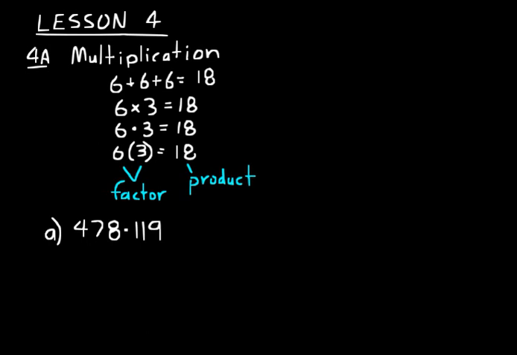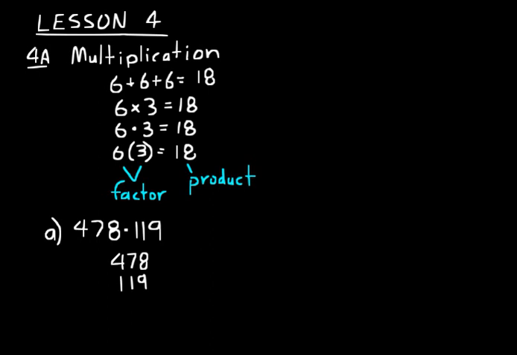Let's go ahead and do some multiplication problems. I'm going to assume that you know how to do multiplication already, so I'll go fairly quickly through this, but I will review a little bit. 478 times 119, we'd want to rewrite that vertically, and it doesn't matter which number we put on top. We could put the 119 on top or the 478.